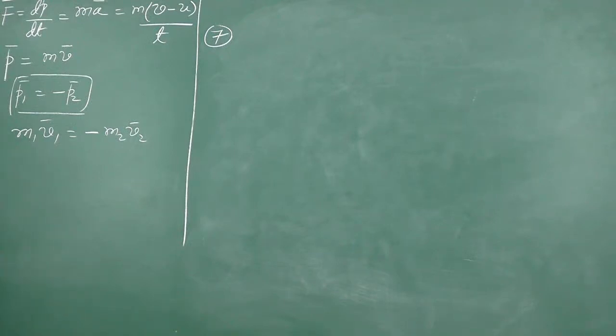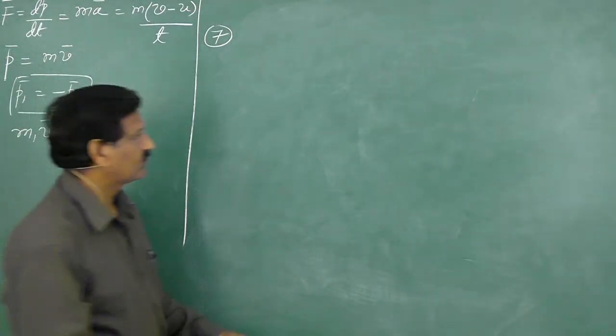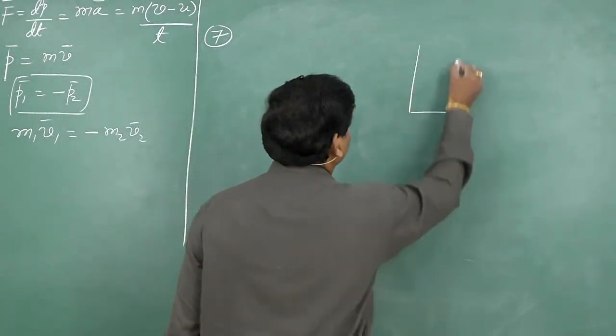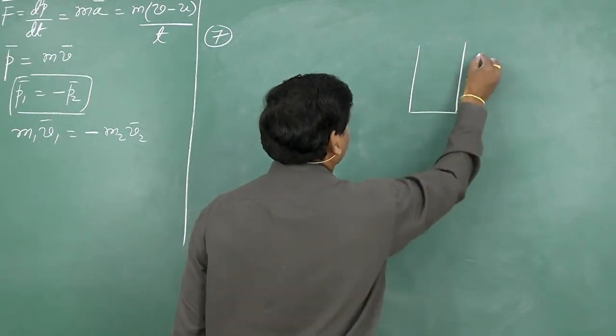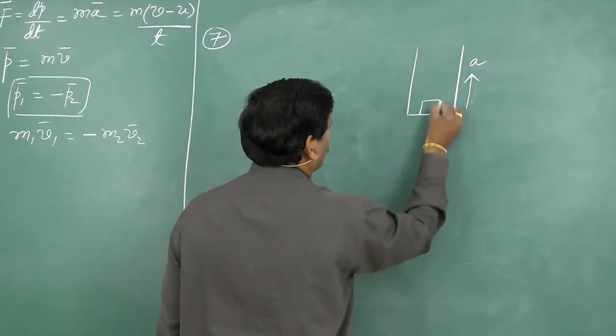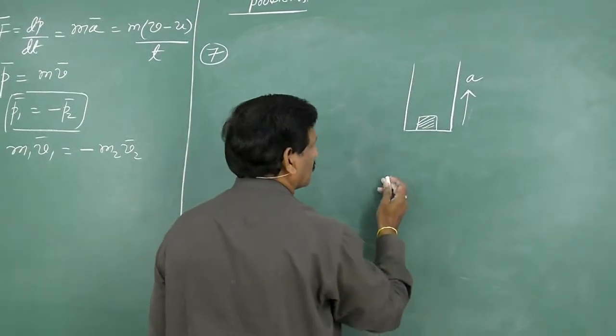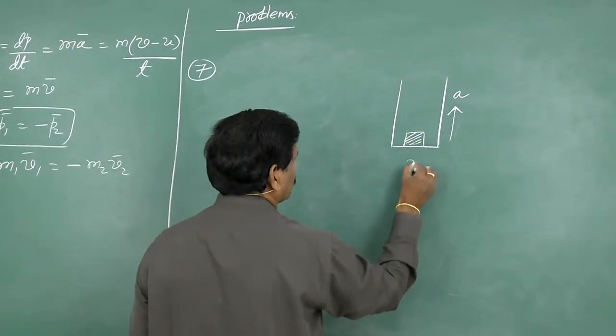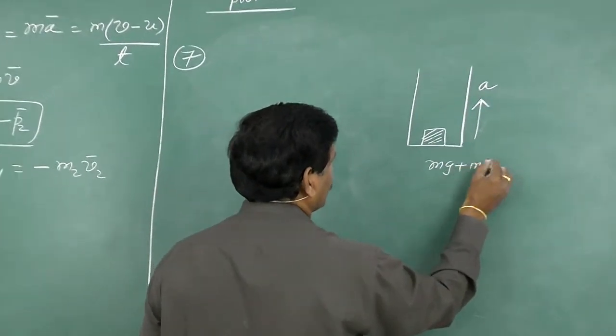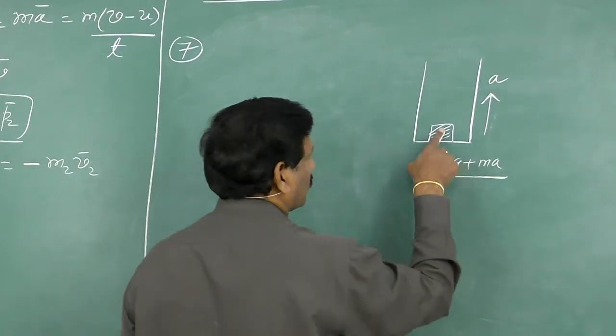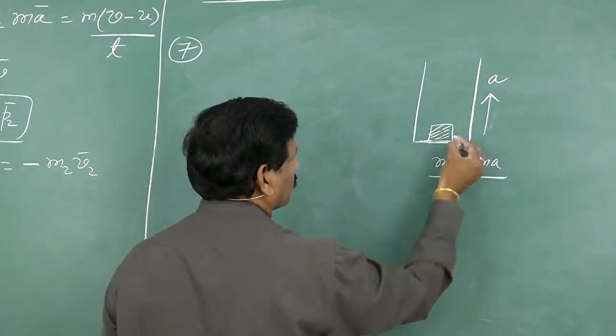So this problem is similar to a lift problem. If you take a lift, when the lift is moving upwards with an acceleration a, then a net force of mg plus ma acts on the body by this floor.